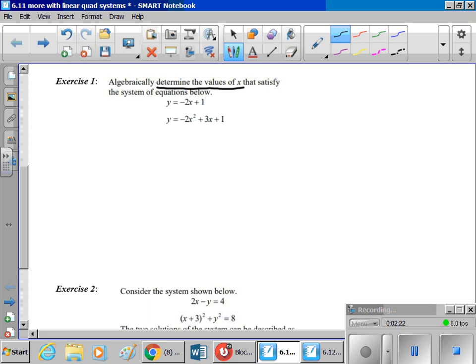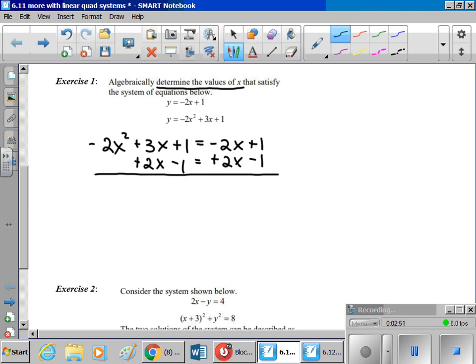But once again, this is telling us to do it algebraically, so the calculator can help us check it, but it's not going to help us get full credit. Full credit means I'm going to take this negative 2x squared plus 3x plus 1, and set it equal to negative 2x plus 1, because they're both y equals. Then I'm going to bring over, in one step, plus 2x minus 1, because as long as I do it to one side, I can do it to the other side.